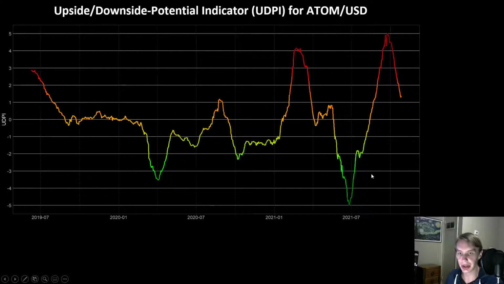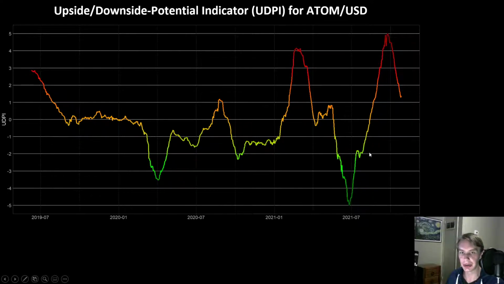And so that's really one of the things I think is useful about having a tool like the UDPI. It lets you cut through all that noise, cut through all that emotion and that fear, and just see what the data is actually telling us. And at the time, the data was telling us that we shouldn't have been afraid. We should have been happy. We should have been going all in at that point. We should have been really investing in the market because there was so much more upside potential to realize than downside potential at that moment.